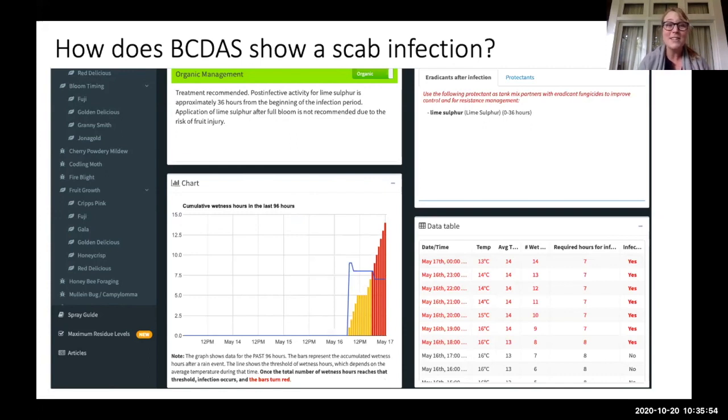You can get really technical and get way down into the data tables and get into the nitty-gritty of hours of infection, what the actual temperatures were, how many hours are required still before the infection period occurs. And all of that information is here, and growers can really dive into that, as well as dive into the various products and the pest itself right from the DAS system, which will bump them back into the production guide.